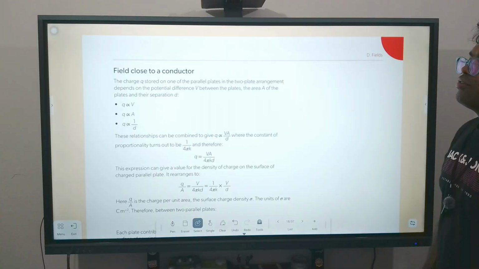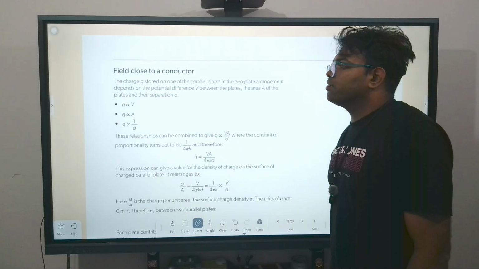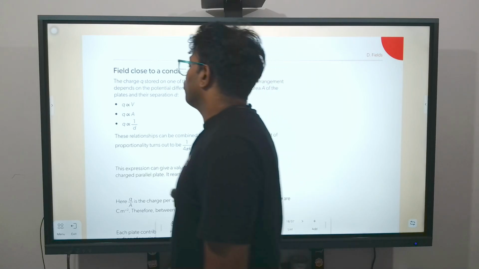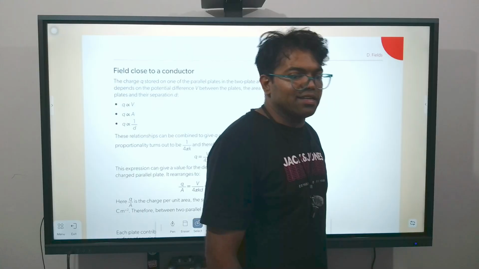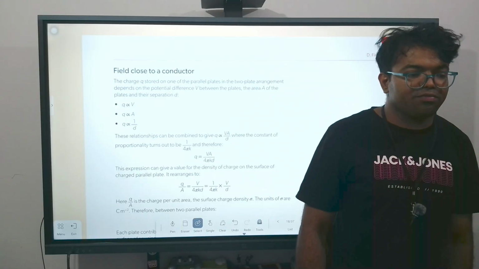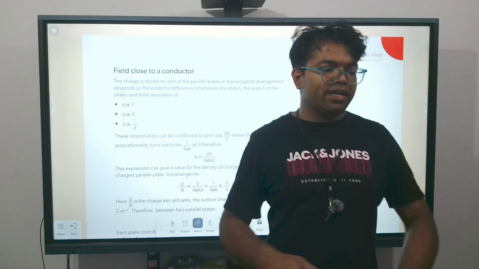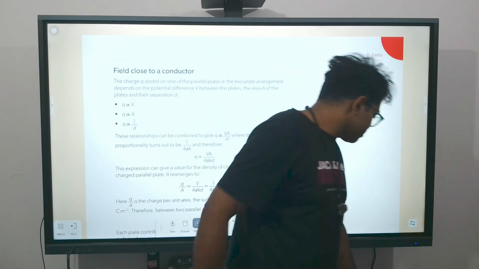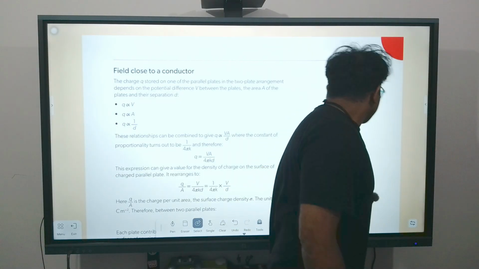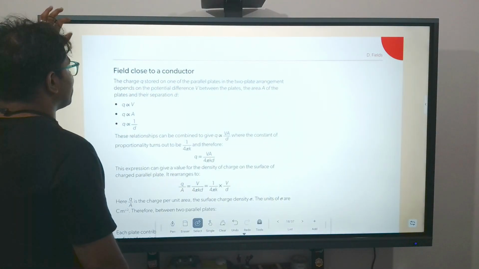Now, the next topic that we are going to learn is the field lines close to a conductor. I have already told you that the electric field lines enter a conductor perpendicular to the surface, right? The electric field lines enter a conductor perpendicular to the surface. So, the field close to a conductor.